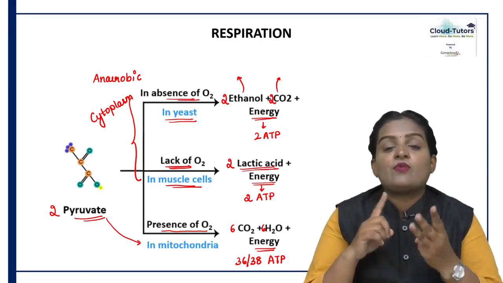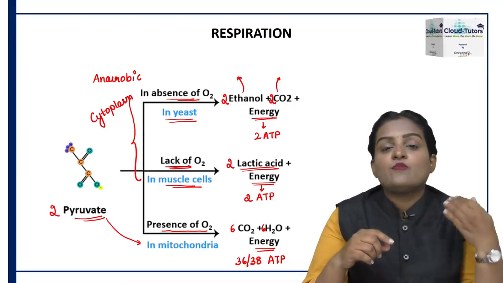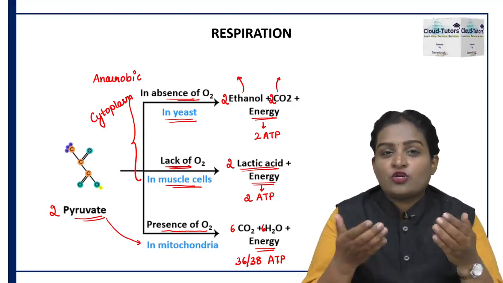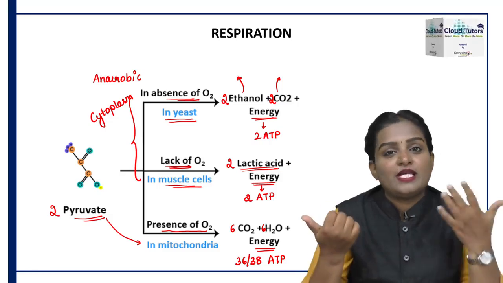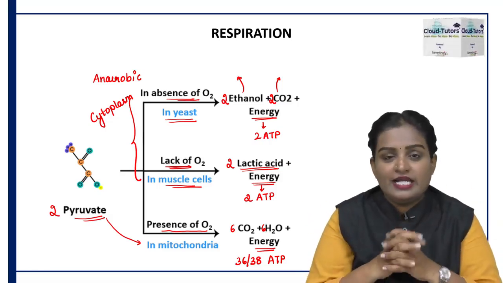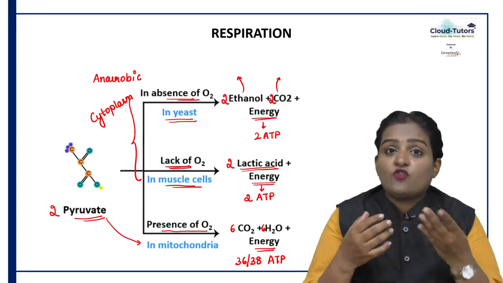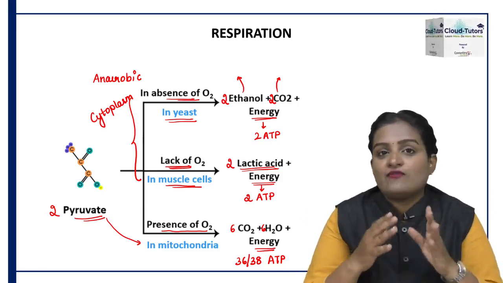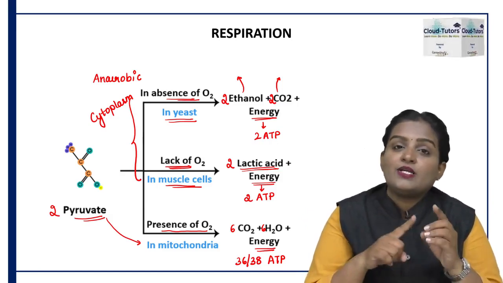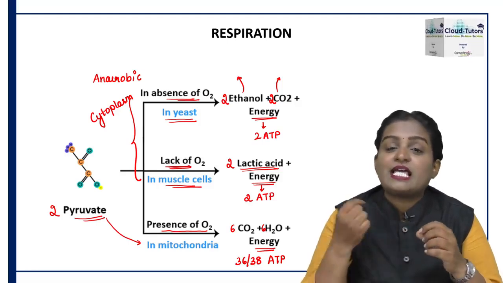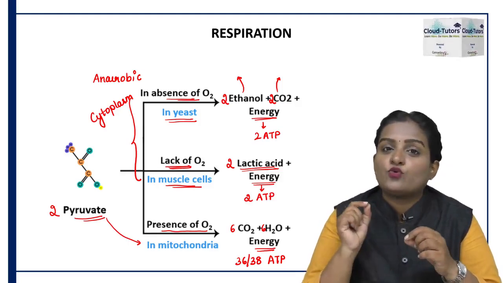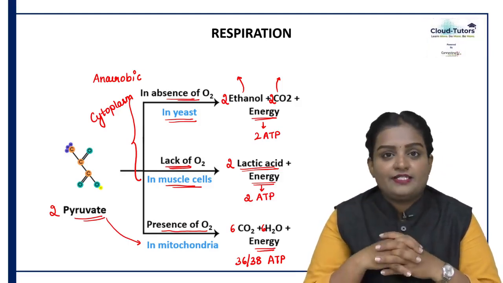Third difference is amount of energy released. Aerobic releases more energy compared to anaerobic. Anaerobic is 2 ATP, aerobic is 36 to 38 ATPs. Next, fourth difference is the place where the reactions occur. Aerobic respiration occurs in cytoplasm and mitochondria, whereas anaerobic respiration occurs only in cytoplasm.